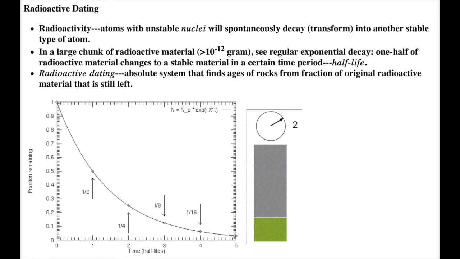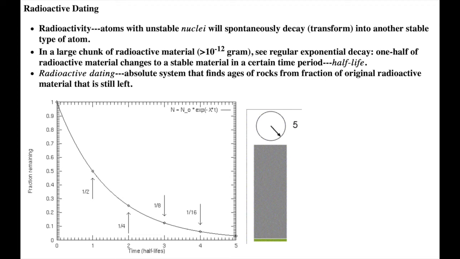Radioactivity is atoms with unstable nuclei. For some reason, they're unstable. They may either be too big, like uranium, which has the largest nucleus of the atoms, and then others have some other type of instability. For some reason, they are unstable, and they will spontaneously decay or transform themselves into another stable type of atom.